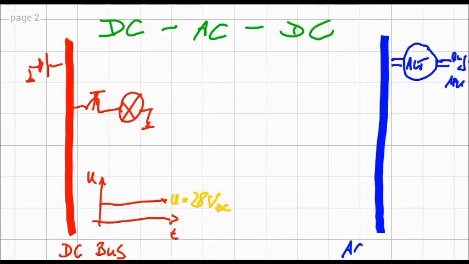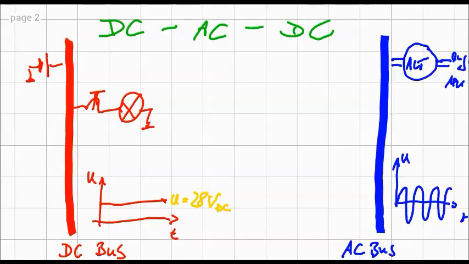This is our AC bus. Now, AC works a bit differently. When you look at AC over time, we will notice that it is not constant, but changes both its amplitude and polarity. And we can count how many times it changes over 1 second. In our household, this is 50 times. If you go to the United States, it is 60 times. In aviation, we use 400 times.